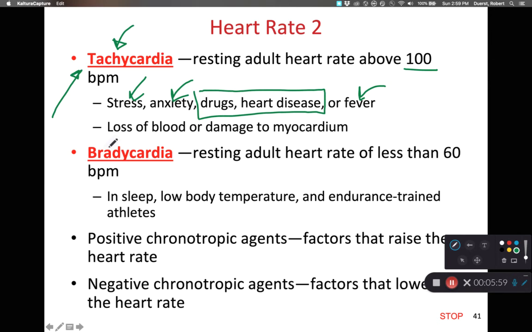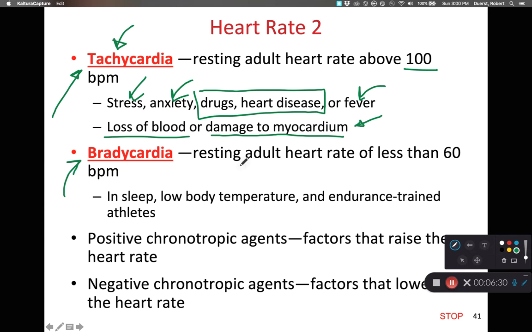Some other things that can cause tachycardia include loss of blood. If we lose a significant amount of blood volume, our blood pressure starts to plummet. To compensate, our heart will increase its heart rate and cardiac output to help elevate our blood pressure. If we have damage to the myocardium, the muscle of the heart cannot pump as effectively and consequently needs to increase its pumping rate to compensate for the lower stroke volumes.